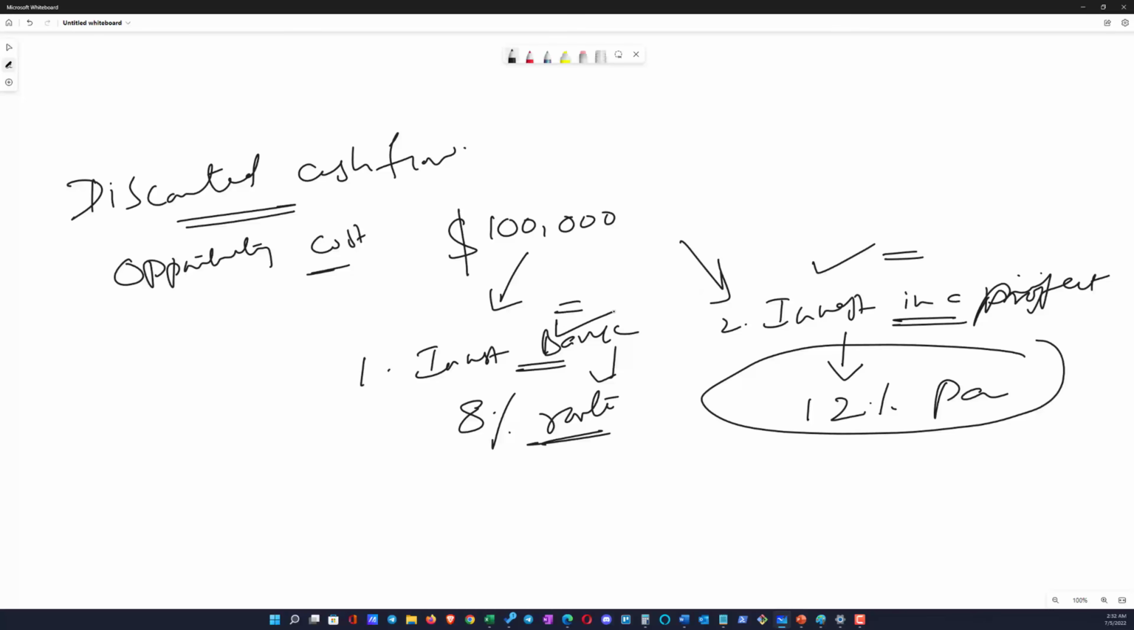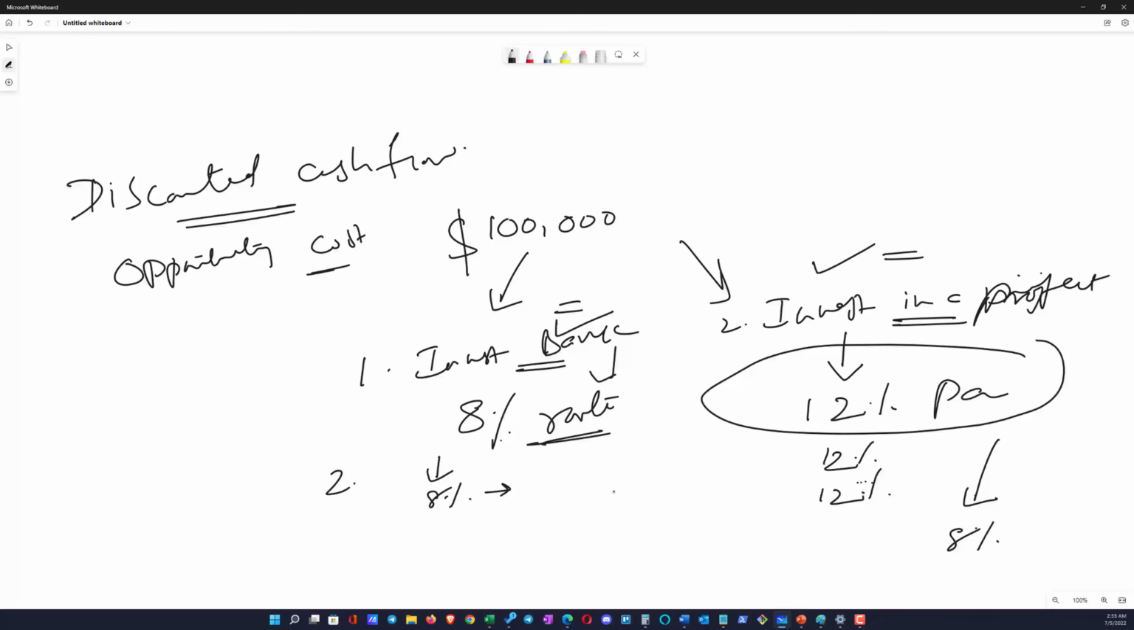Now, people who want to invest in a bank, what is the opportunity cost for them? People who are investing in a bank and getting 8%, the opportunity cost for them is going to be 12%, because if they invest in a bank, they get 8%, but they're losing 12%. And people who invest in the project, what is the opportunity cost for them? The opportunity cost for them is going to be 8%, because if they invest in a project, they're going to get 12%, but they're losing on 8%.